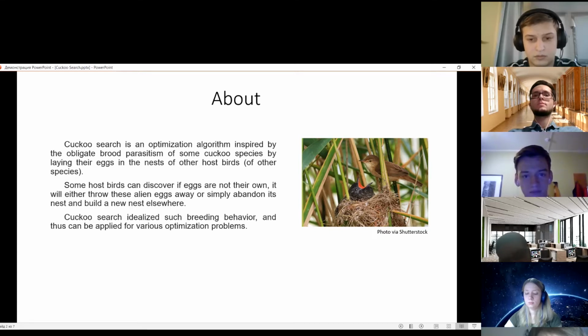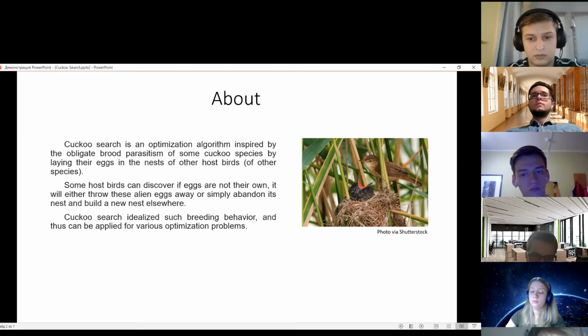Some hosts can discover if eggs are not their own. It will either throw these alien eggs away or simply abandon its nest and build a new nest elsewhere. Some cuckoo species have evolved in such a way that female parasitic cuckoos are often very specialized in mimicry, in colors and patterns of the eggs of a few chosen species.